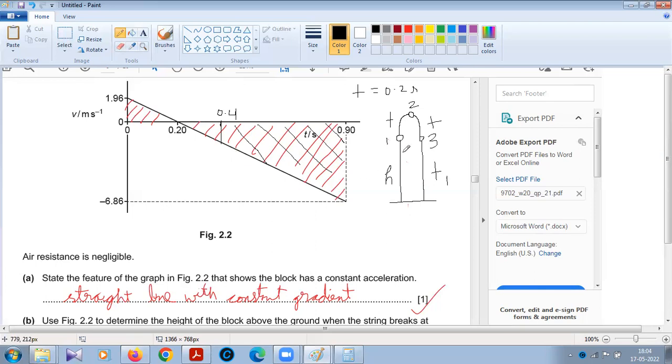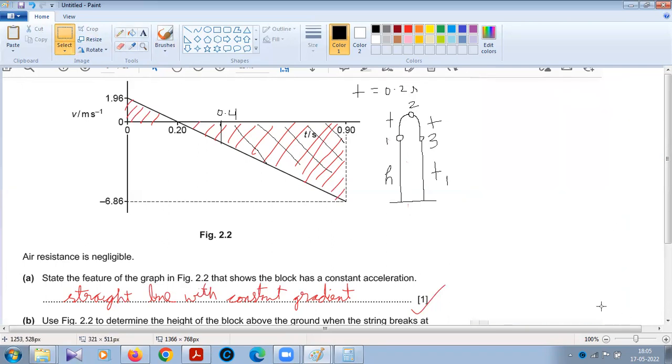How will we find it out? This is a trapezium, so its area we can find out. What is the area of a trapezium? Area of a trapezium is half times the sum of parallel sides into the distance between them.